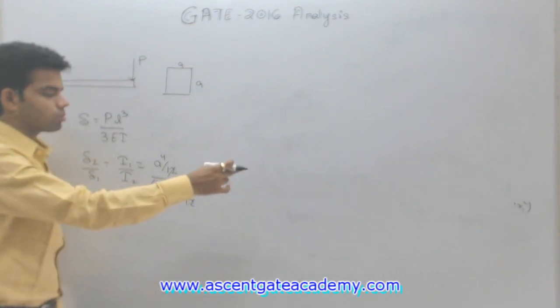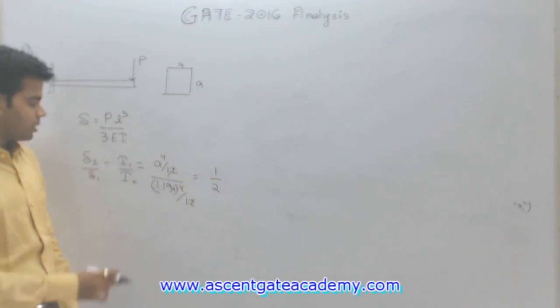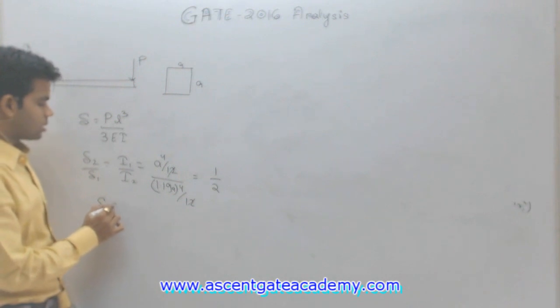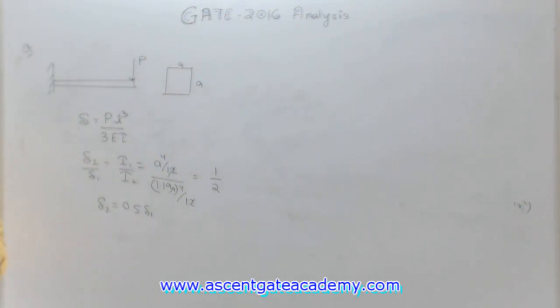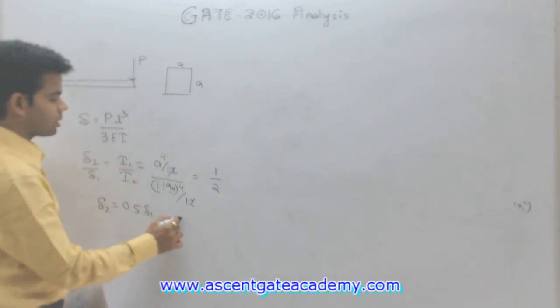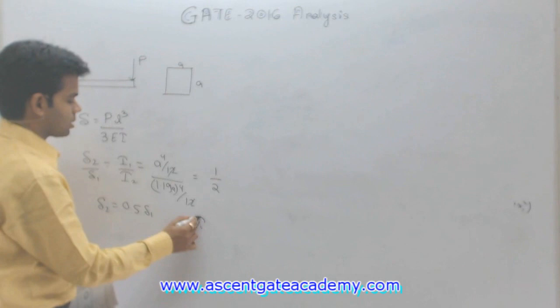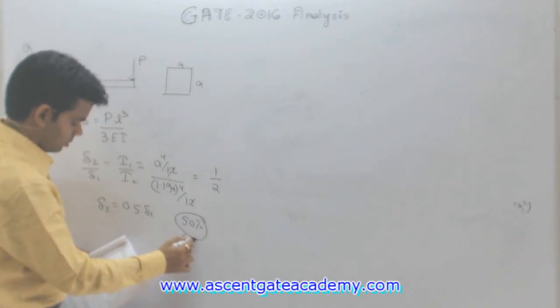Actually this is 2.005. So del 2 is equal to 0.5 of del 1. Getting this? Therefore the deflection is decreased by approximately 50%. The answer is D.